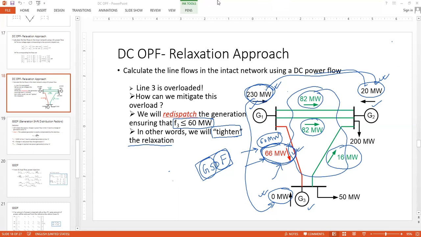So this is where I'm going to stop today. Please go through the lecture, because this concept will be applied immediately in the next class for finding the GSDF, and then with the help of the GSDF, we'll try to redispatch the generations in such a manner that this flow limit violation is fixed and we get a feasible optimal power flow solution.